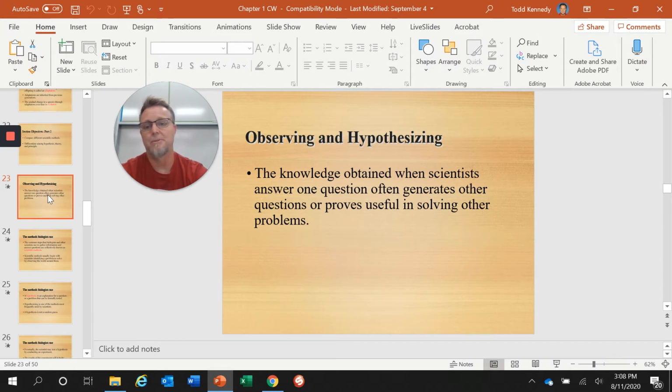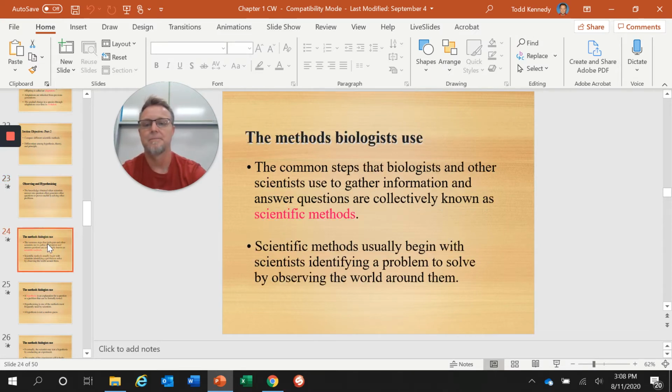I lost my cell phone as an observation, and you trying to figure out where you left it, you're making hypotheses. Those are educated guesses. So you use the scientific method a lot more than you probably realize. Observing and hypothesizing, it's just one way that scientists can answer a question, generate new questions, solve problems. That's what the scientific method is all about.